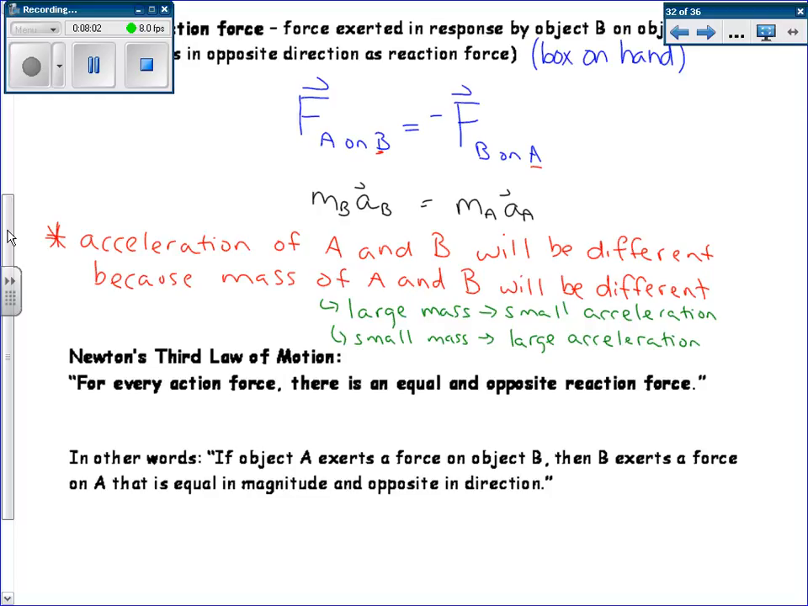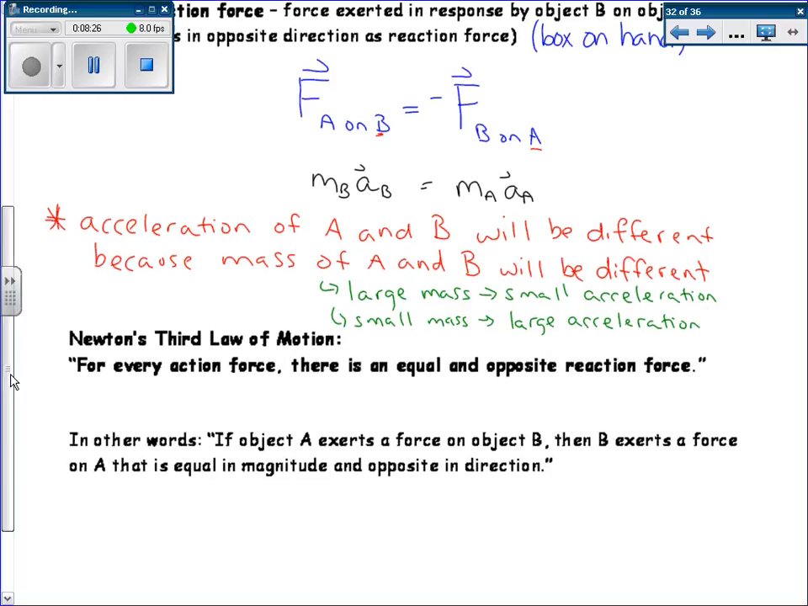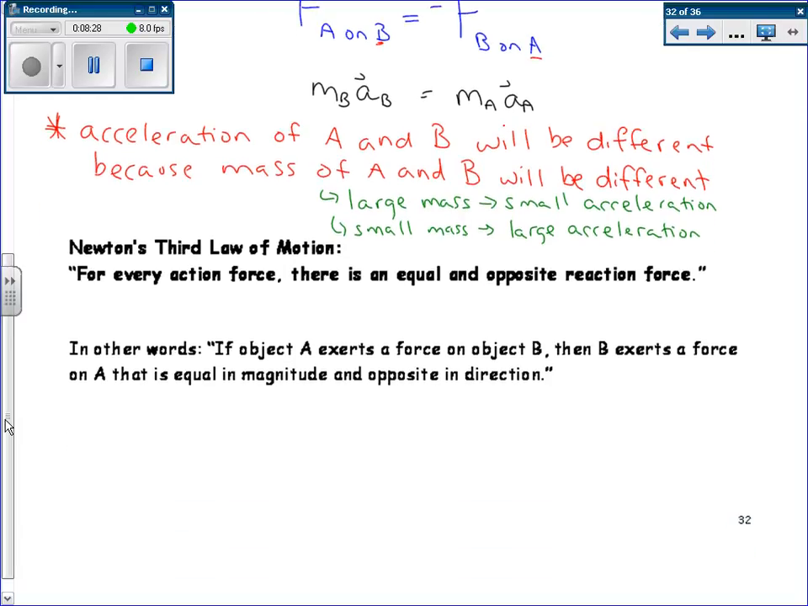It's just a lot easier to wrap your head around it when you're talking about things that are similar in size, because you could see that when I held the box: force of my hand up on the box, force of the box down on my hand. That's clear to see. But the pen, it's the same thing. It's just that there's a big difference in size. We'll talk about action reaction pairs. Newton's third law in different words is: if object A exerts a force on object B, then object B exerts a force on object A that's equal in magnitude but opposite in direction.